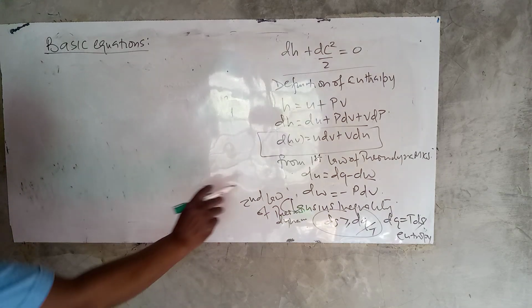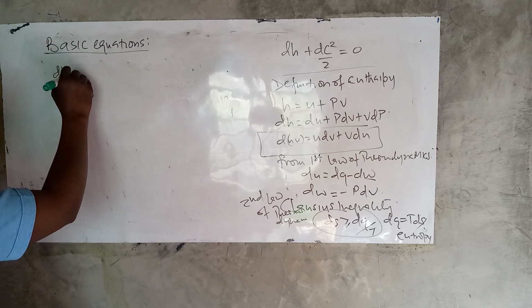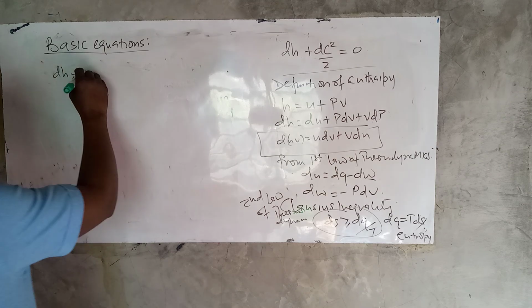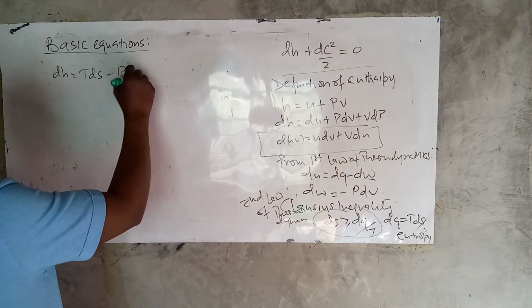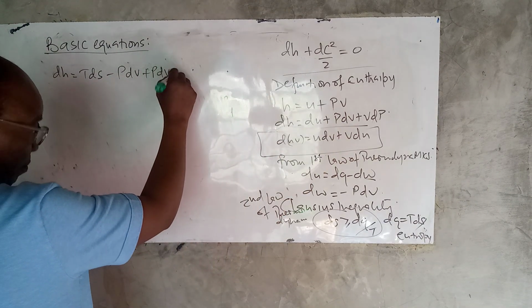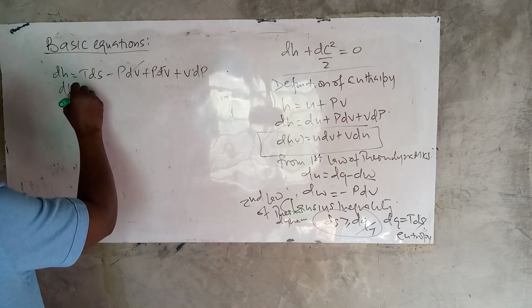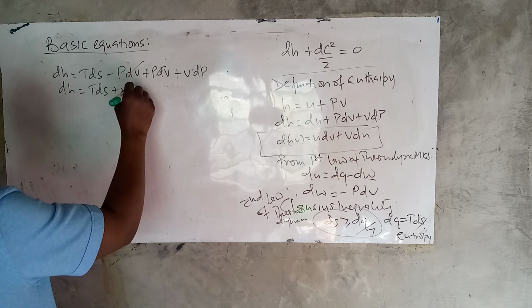So what are we saying? Then we are saying that dH will therefore be equal to dq, which is TdS, and dw is minus PdV plus PdV plus VdP. Of course, these two terms cancel, so you have dH equals TdS plus VdP.